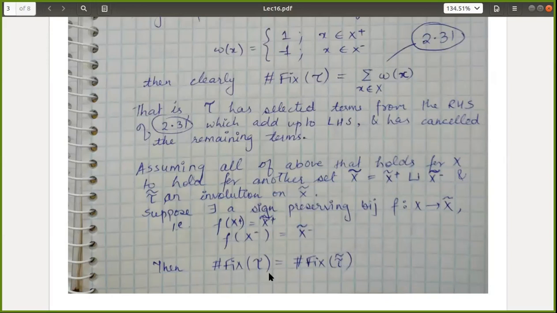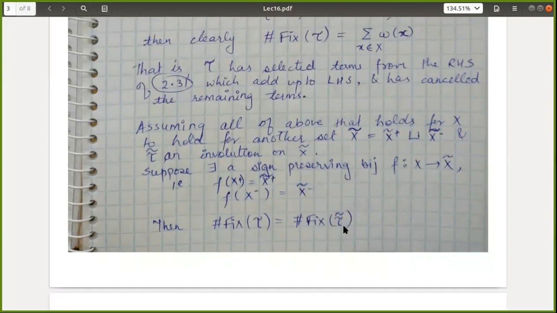This is what you would expect, right? When you already have a bijection which is preserving the negative and positive parts of your sets X into X tilde, then the fixed points of tau and fixed points of tau tilde should be having the same cardinality. So let's just see a proof of this.